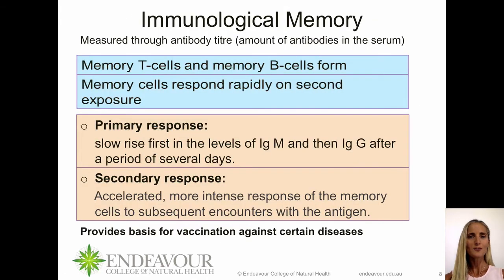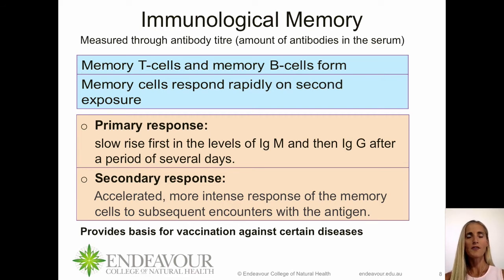Now, okay, immunological memory. This is measured through the amounts of the antibodies in the serum, and we're looking at two different types of responses: a primary and a secondary response. This is mediated by memory T cells and memory B cells. They form upon the primary response, and because of that memory, they are able to respond rapidly on the second exposure of an antigen.